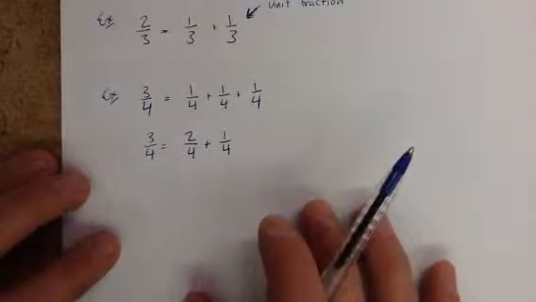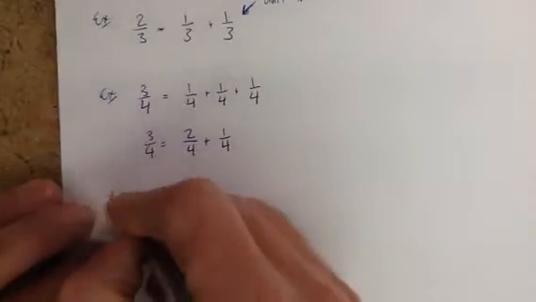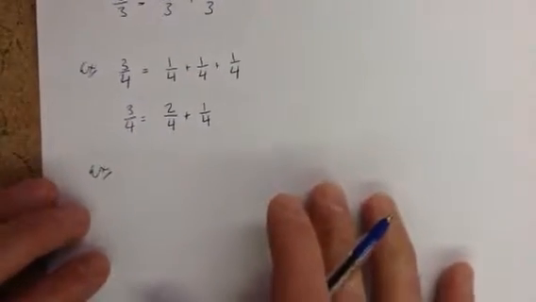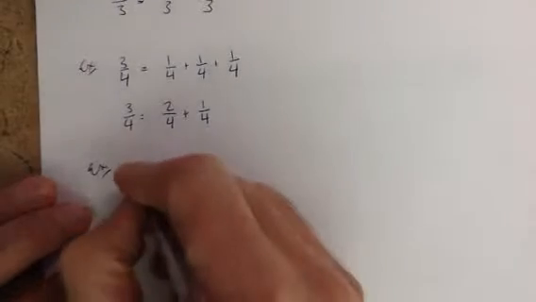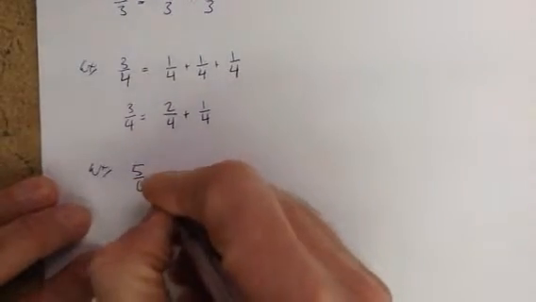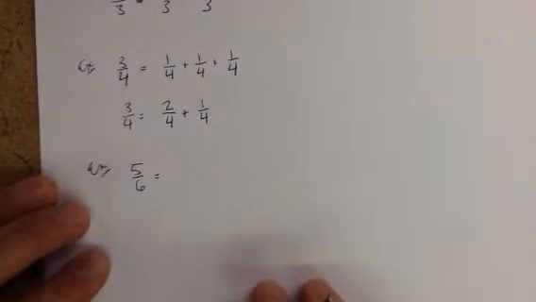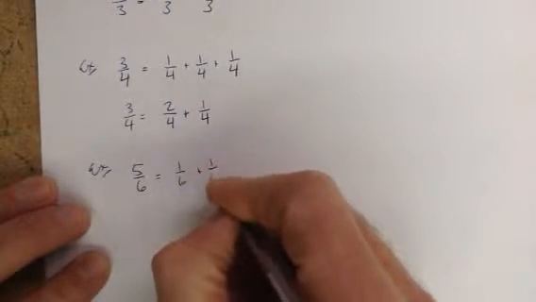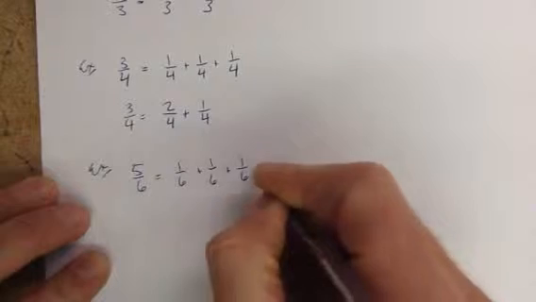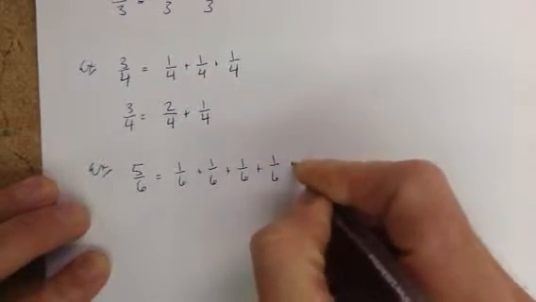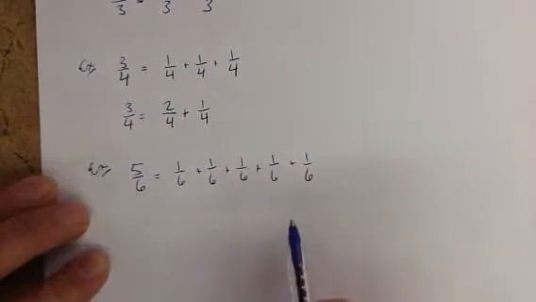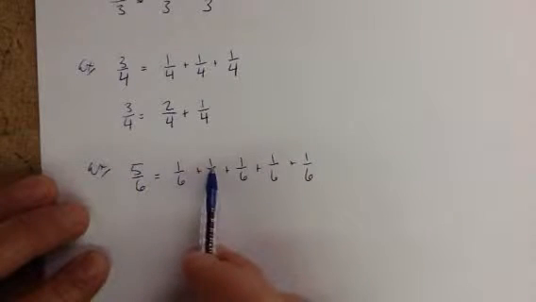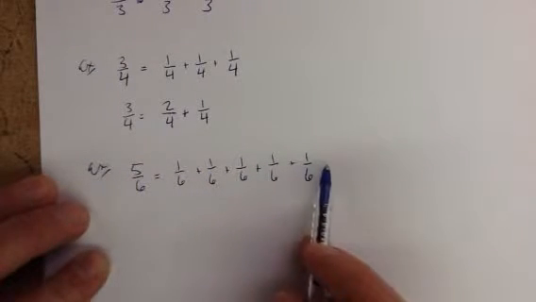Let's look at another example, a little more complex here. Say we have the fraction of 5/6. Well, for starters, I can break it into unit fractions. 1/6 plus a second plus a third sixth plus a fourth sixth plus a fifth sixth. So 1, 2, 3, 4, 5, 6.